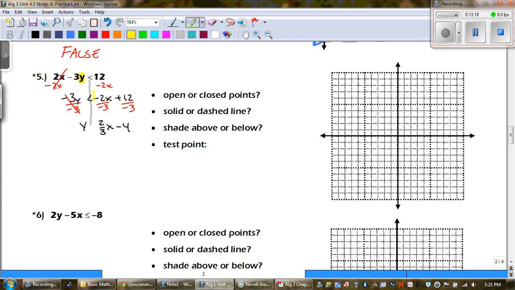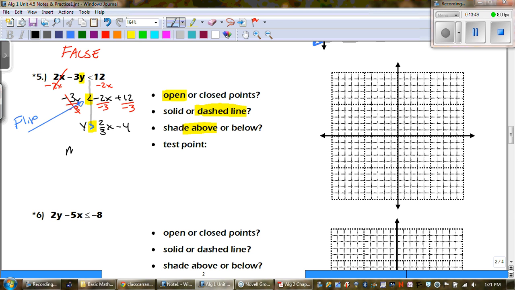Now the only thing I haven't written down yet is my inequality symbol, and that's because we divided by a negative. You have to flip the sign, okay? So now we can tell it's open, which means we're going to have a dashed line, and it's greater than, so we shade above. Okay?